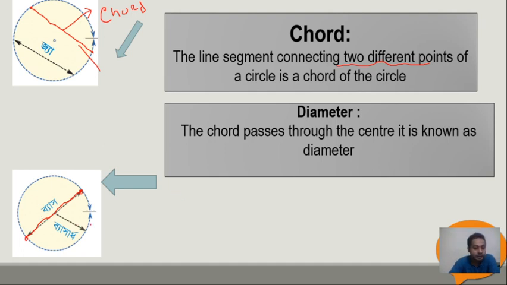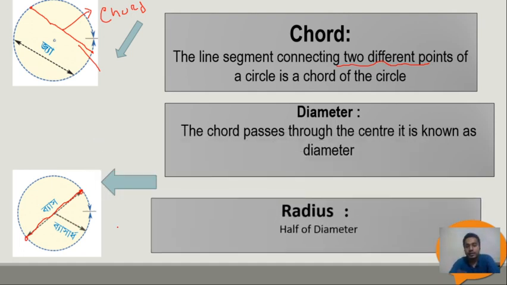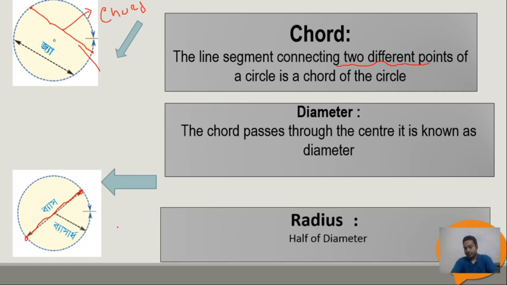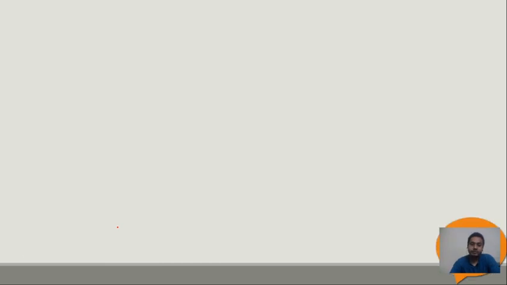And what is radius now? Radius is half of the diameter. That means half of the diameter is called a radius. It is all easy for all. I think no need for further discussion.